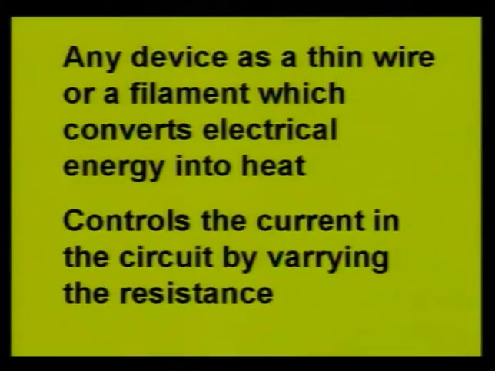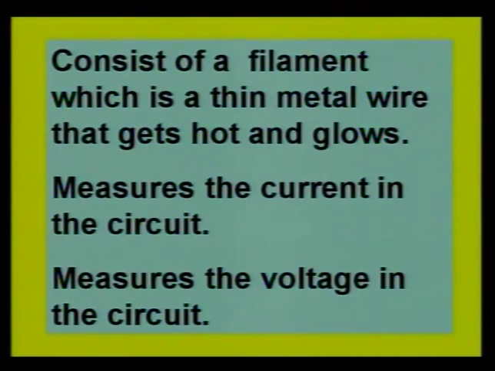And finally, the voltmeter. A voltmeter is a device used to measure voltage or potential difference. It measures the voltage in the circuit. Voltage is simply the electromotive force, or force that drives the current in the circuit. So a voltmeter measures that.